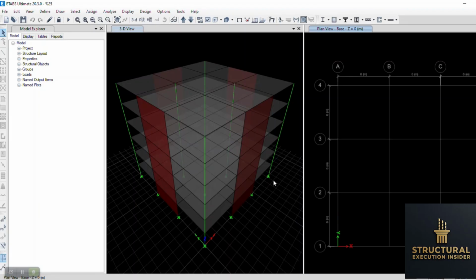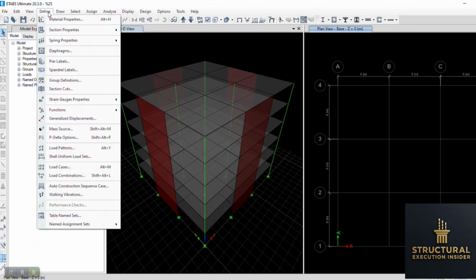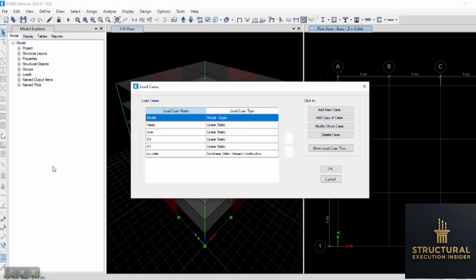Now let's move into ETABS. Here I have a very simple symmetric dual system model, created only to demonstrate the workflow. The shear walls are already grouped inside ETABS. If we go to Define, Groups, you can see a group named WALL. This group contains only the shear walls that participate as the primary lateral force resisting system.